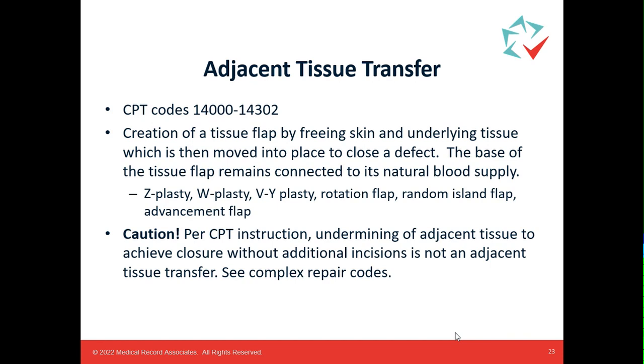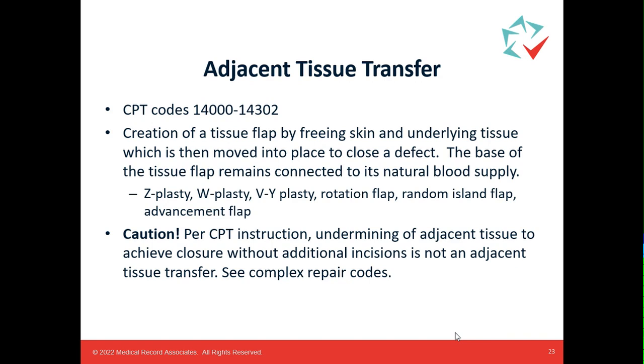Adjacent tissue transfers are creation of a tissue flap, which frees the skin and the underlying tissue, which can then be moved into place to close a defect. The base of the tissue flap will remain connected to its natural blood supply, so it's more of a rotation than just a full graft or removal of skin from one place to another.